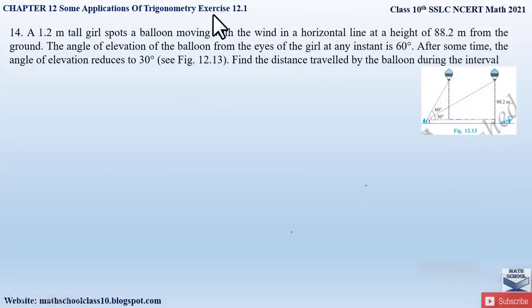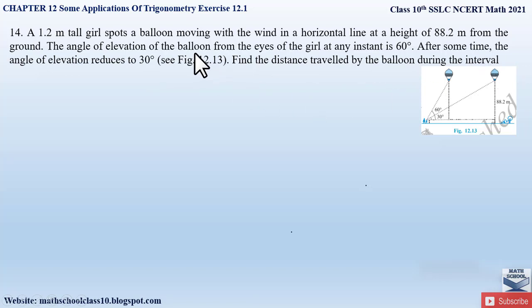Question number 14 from exercise 12.1, chapter 12, some applications of trigonometry says: a 1.2 meter tall girl spots a balloon moving with the wind in a horizontal line at a height of 88.2 meter from the ground. The angle of elevation of the balloon from the eyes of the girl at a distance is 60 degree. After some time, the angle of elevation reduces to 30 degree. Find the distance traveled by the balloon during the interval.